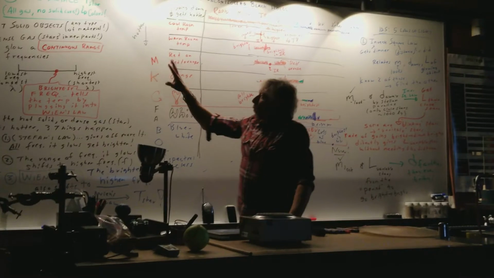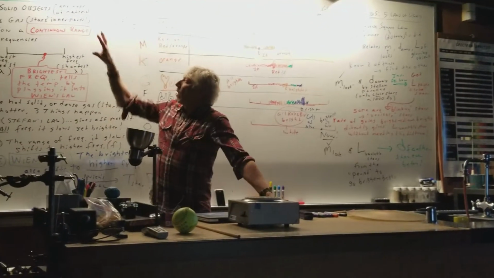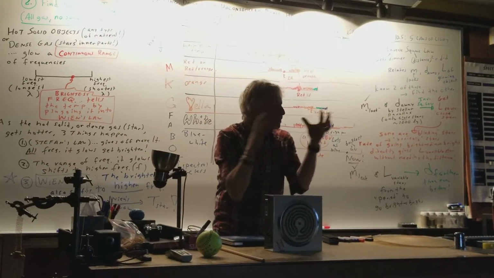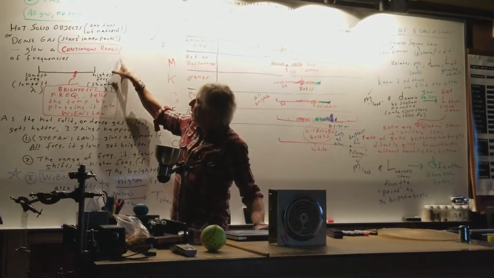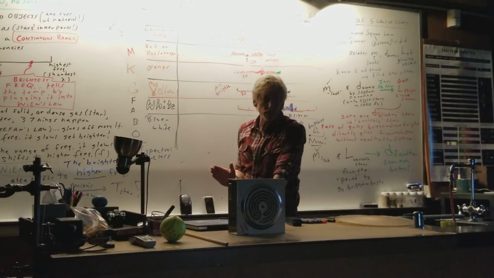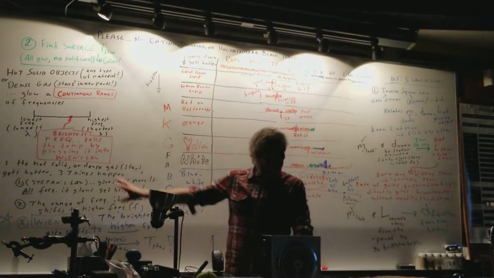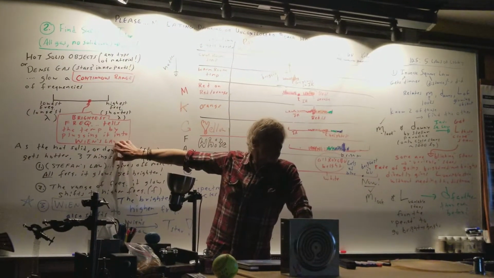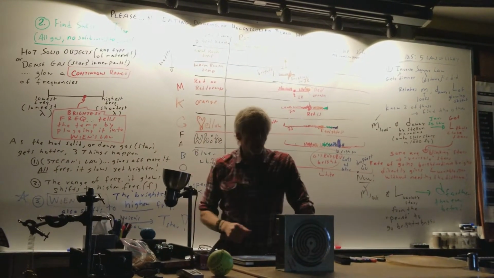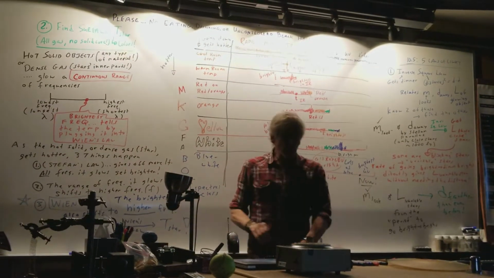You guys, we just figured out how you tell the temperature. Now, this is key. When you have a hot, solid object or very packed in gas, it will glow a continuous range of light. The brightest one tells us the temperature. You don't have to be brilliant to be a scientist, you have to just work hard. So that's the key.